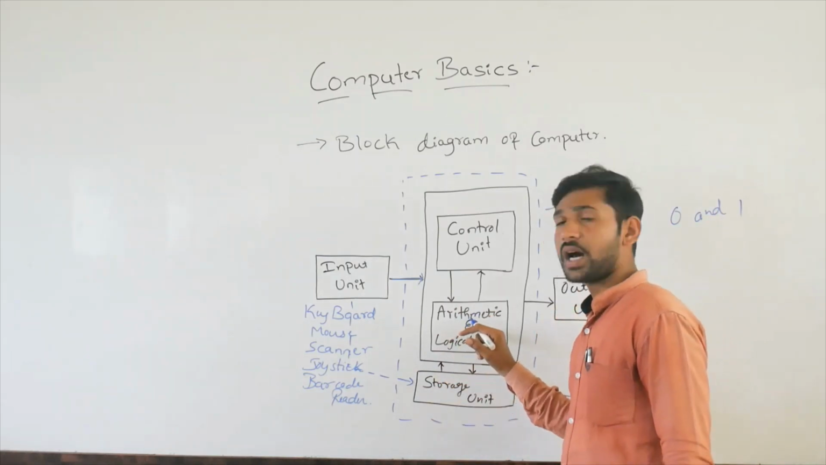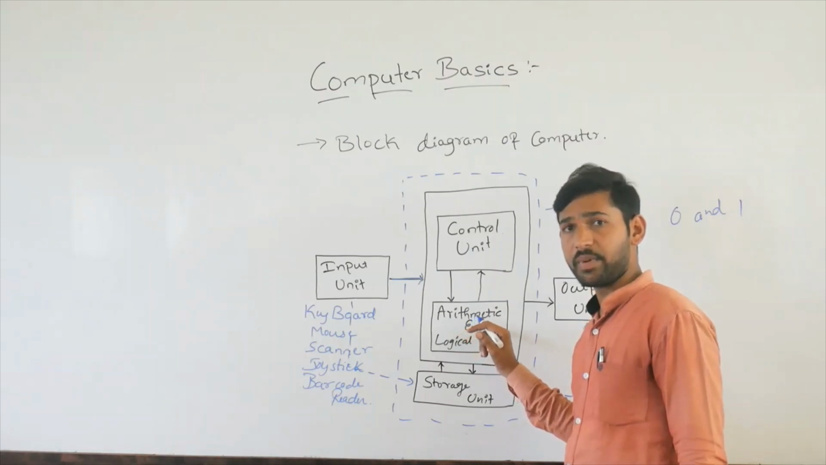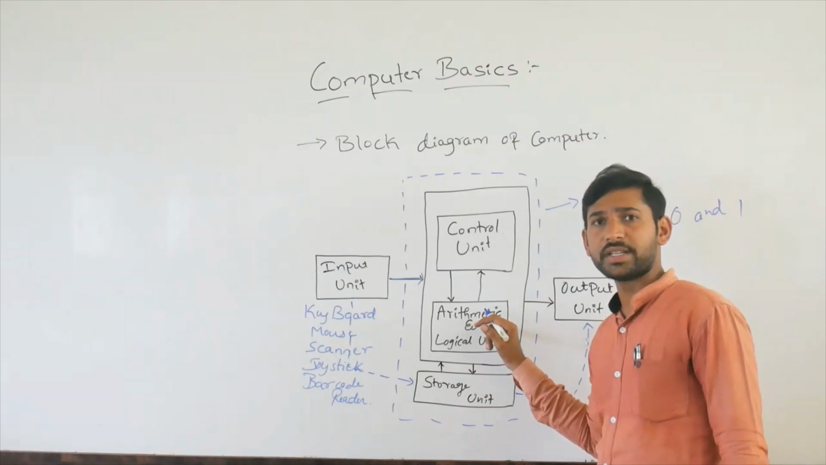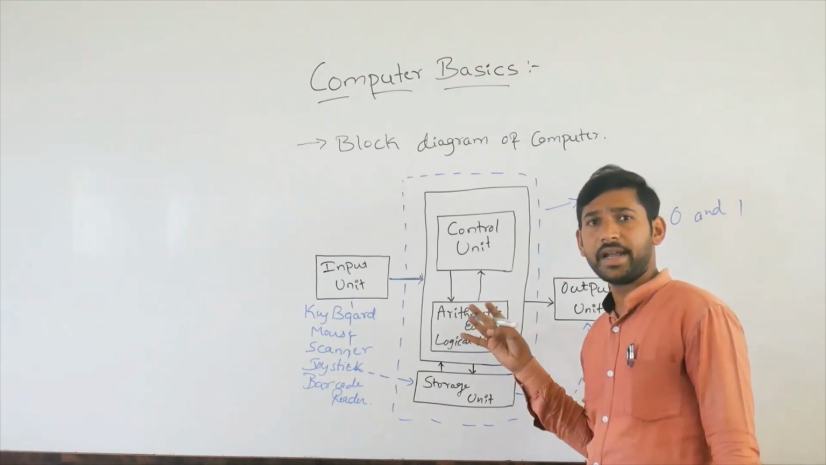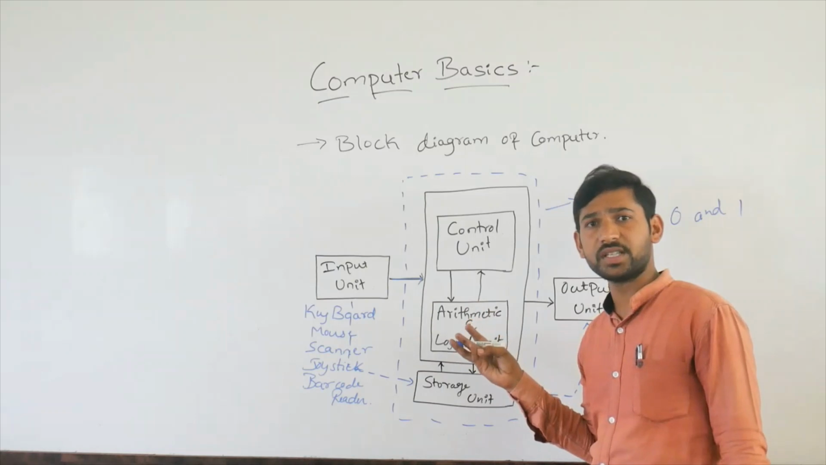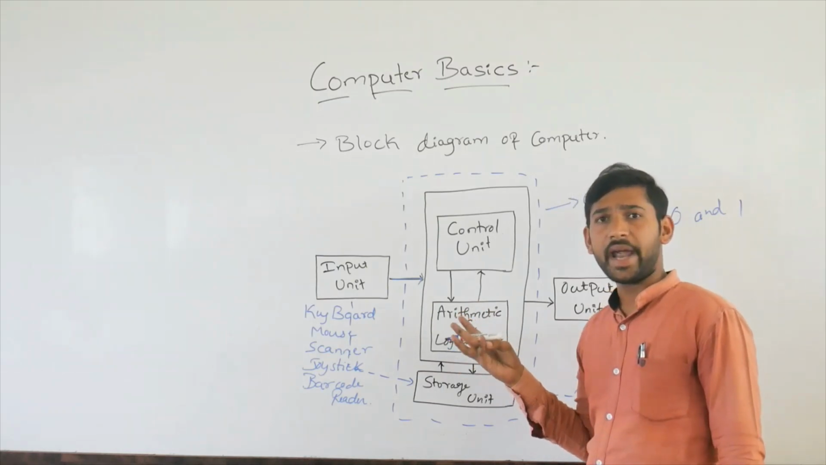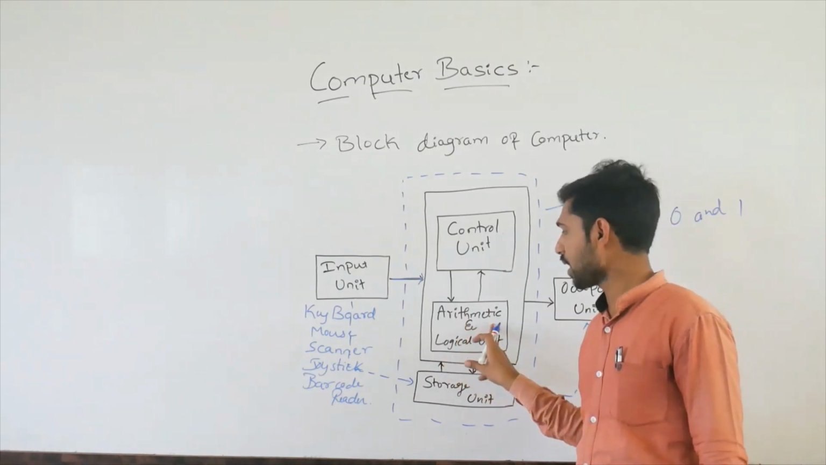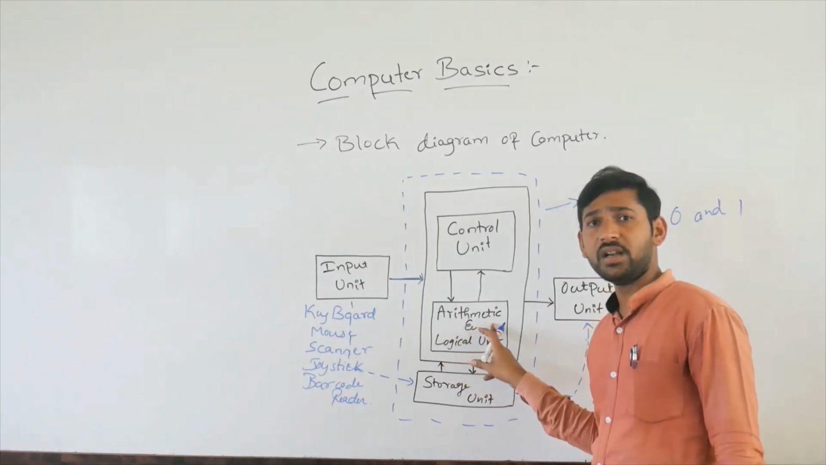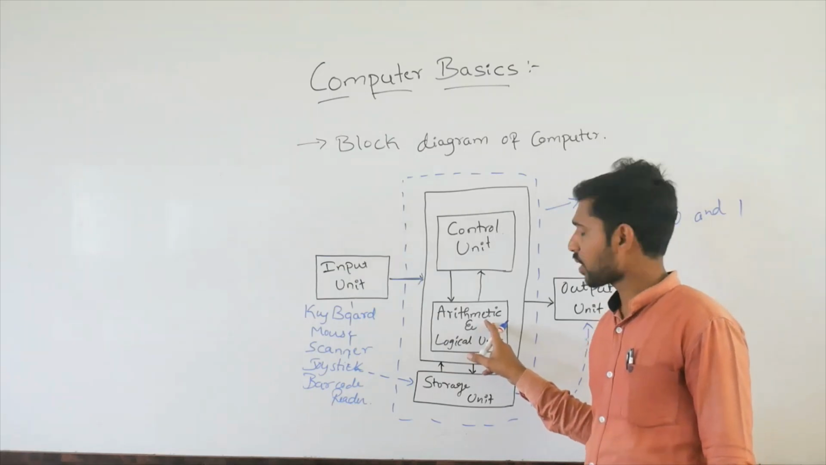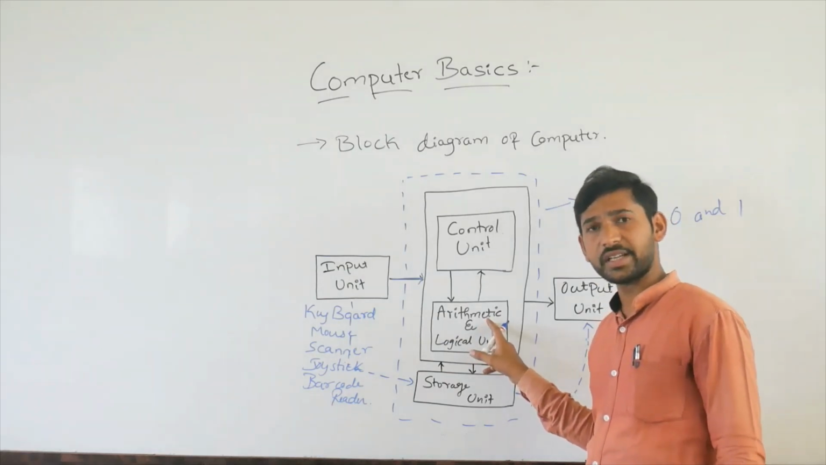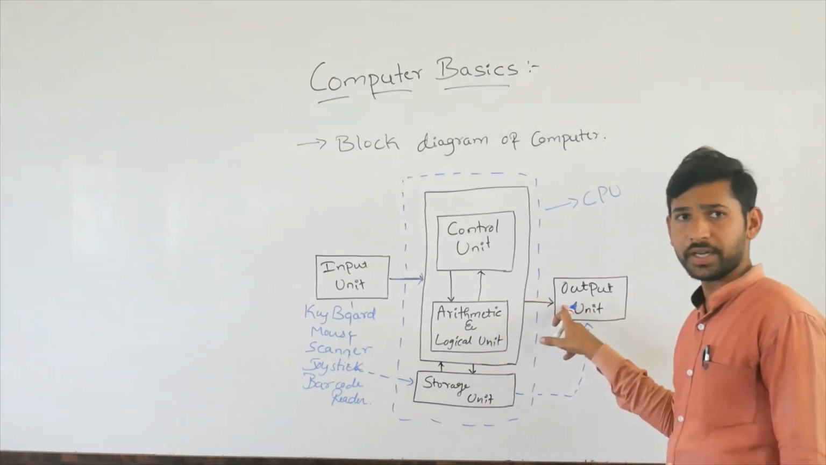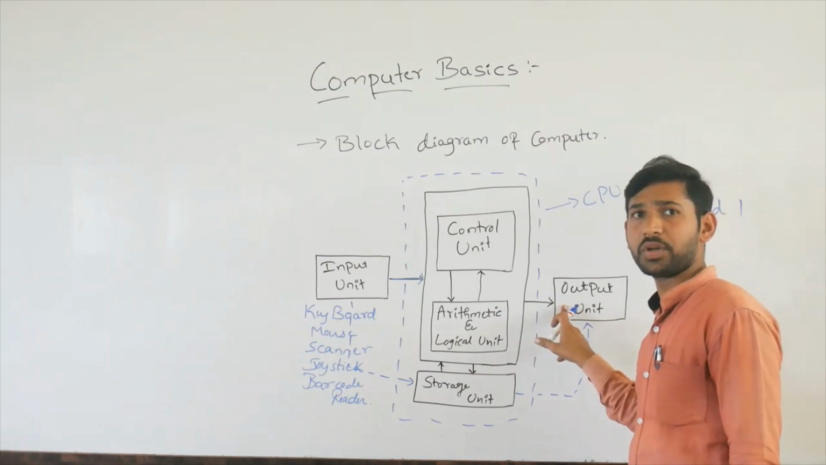And the next one is the arithmetic and logical unit. It performs arithmetic and logical operations. You know arithmetic operations: addition, subtraction, multiplication, division, and logical operations are AND, OR, NOT, NOR, XOR, XNOR. Okay, these are all arithmetic and logical operations. And next, after completion of processing the data, it produces data to the output unit.